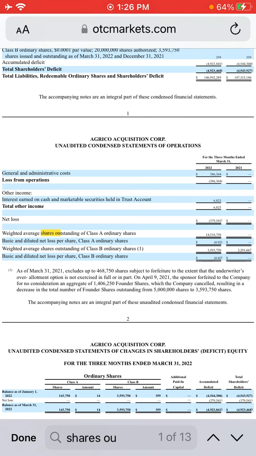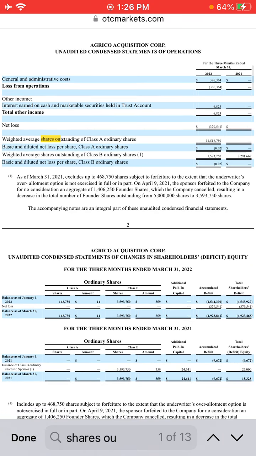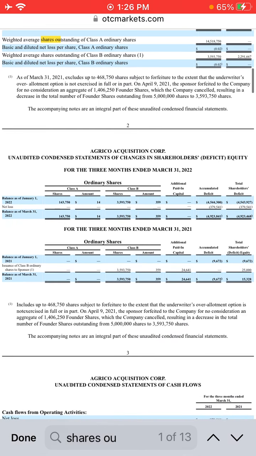and now we can see that it's showing the shares outstanding of the Class A ordinary shares. This would be also, the float is 14, and then Class B is 3.5. So sometimes I'm not sure if the float is based on the Class A ordinary shares or the Class B, but I'll usually just go with the Class A.